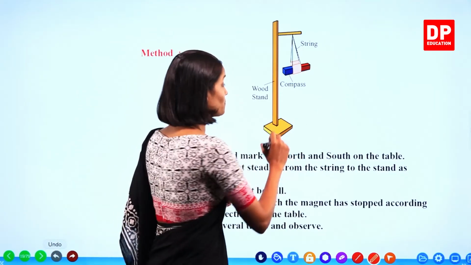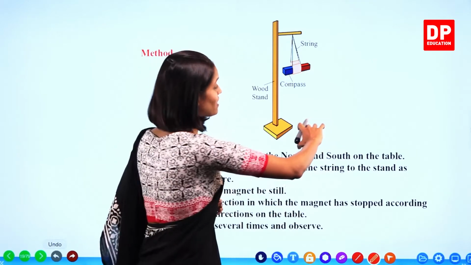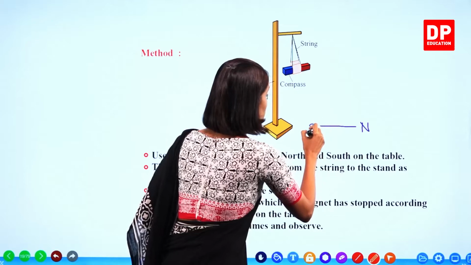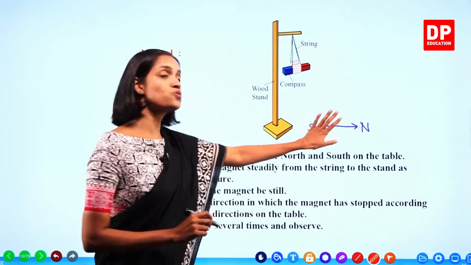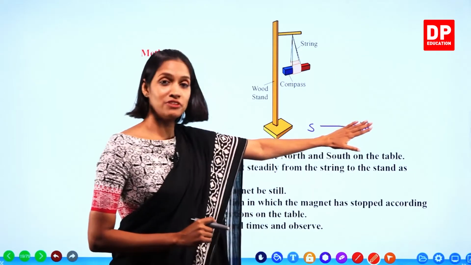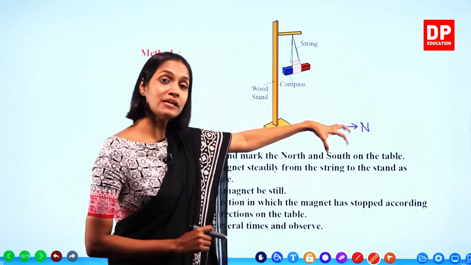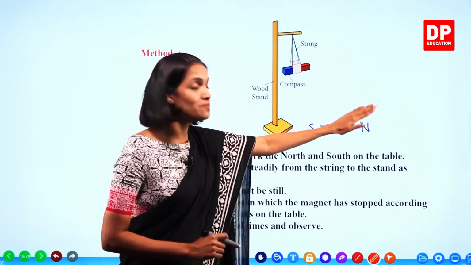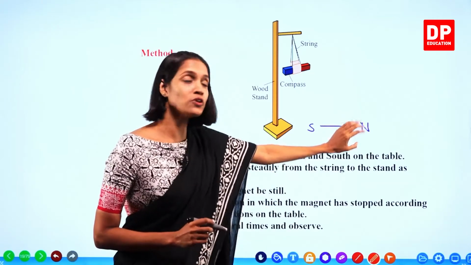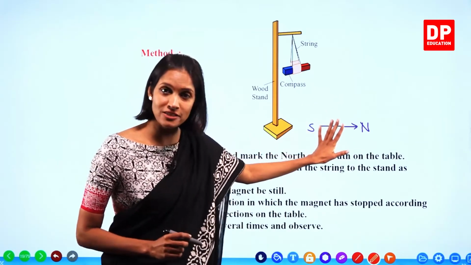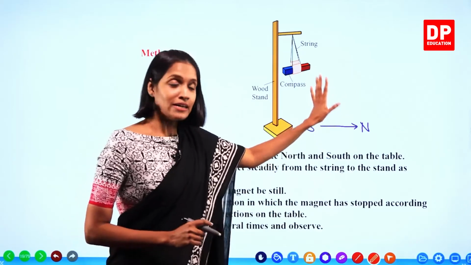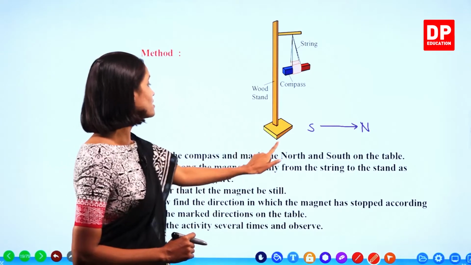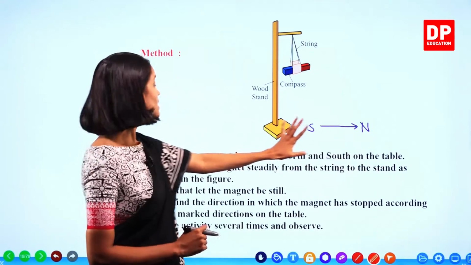So you have to take the compass. Using the compass, you have to find what is the north and south. Let's say that if this is the north, this will be the south direction. This one you have to mark on the lab table. First of all, you have to place the compass on the table. The pointer will direct towards the north-south directions. So on the lab table, with a marker or piece of chalk, you have to mark the north-south directions, and then you have to keep the compass away. Use the compass and mark the north and south on the table.